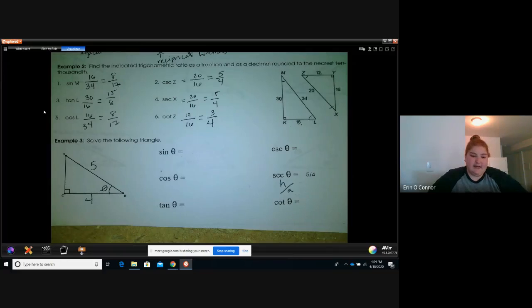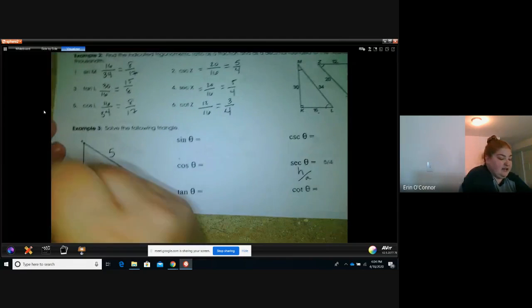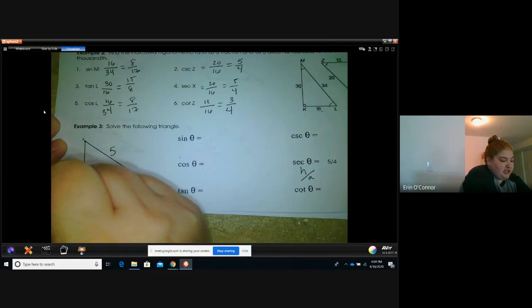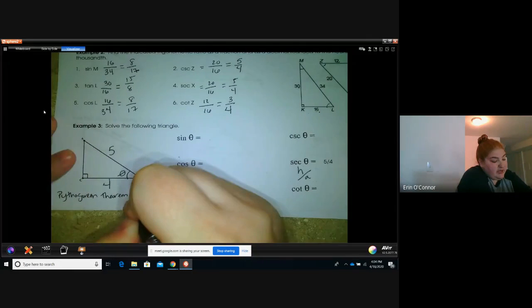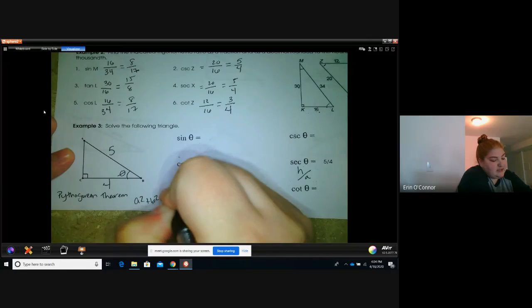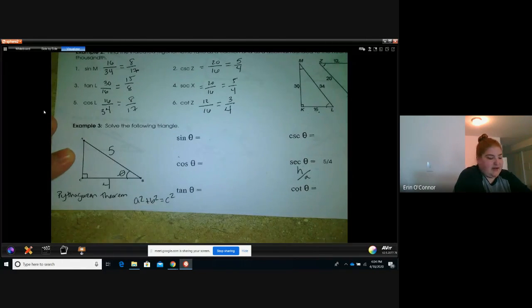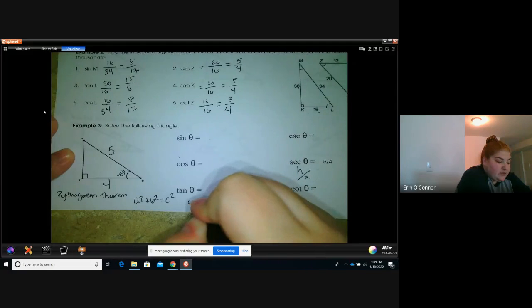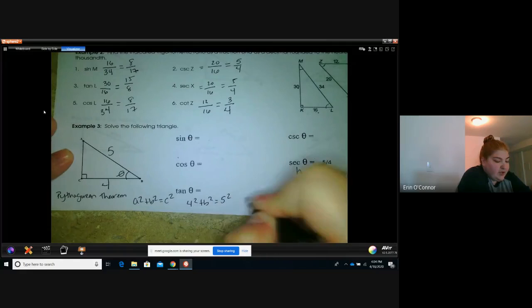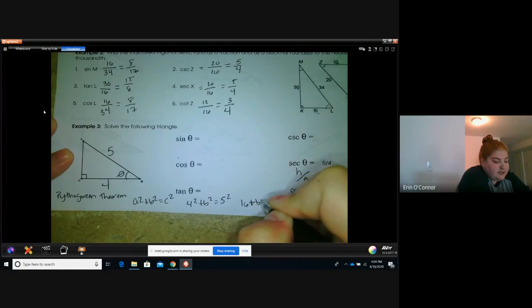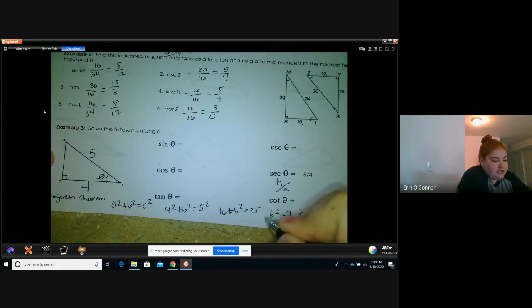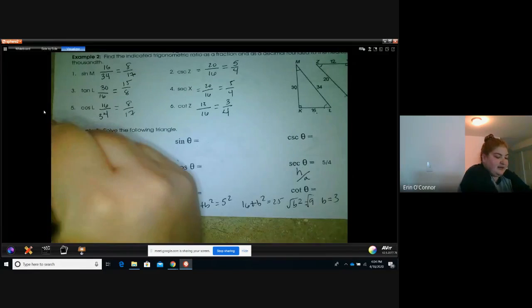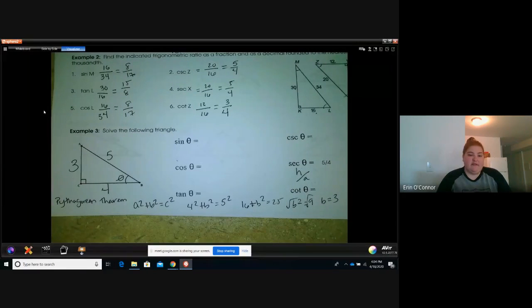Now, when we're missing a side and it's a right triangle, there's a specific theorem we can use, and that theorem is called the Pythagorean theorem. This is something you probably learned originally in 8th grade or 7th grade, and you might have used it a couple times since then. So here it's a squared plus b squared equals c squared, where c is your hypotenuse. In this case, it's 5. So we would have 4 squared plus b squared equals 5 squared, or 16 plus b squared equals 25, meaning b squared equals 9 and b equals 3, because you take the square root of both sides. That means this right here is 3. And that's how you find the missing side of a right triangle.